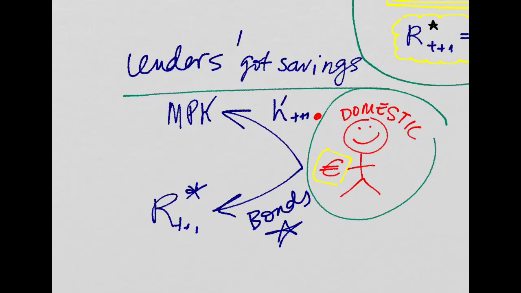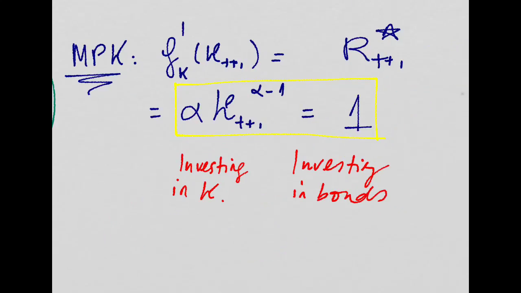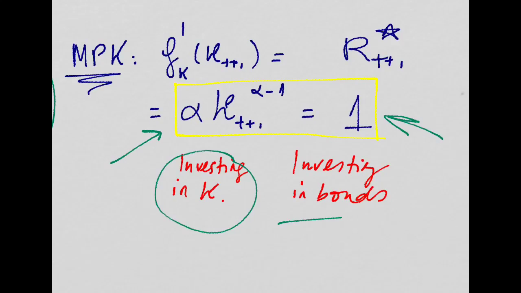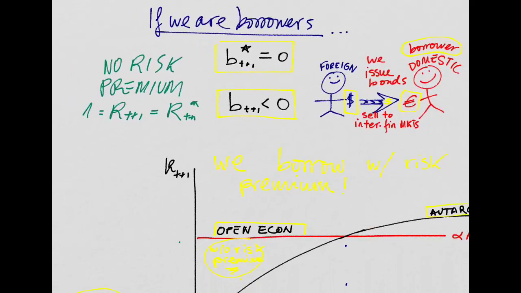If you're a domestic agent who has to decide what to do with your savings, you can either invest in capital and get the MPK in the future, or invest in foreign bonds and get the 1 in the future. Now, as always, we need to make this agent indifferent between these two vehicles. So to do that, we have to equalize these two returns. So when we're lending to the rest of the world, the return on investing in capital, which is the MPK, is going to be equal to 1, which is the return on foreign assets, R_{t+1}^*. And if we were a perfectly solvent borrower, borrowing without a risk premium at all, then this would also happen to us.